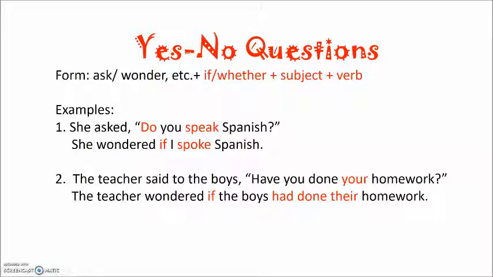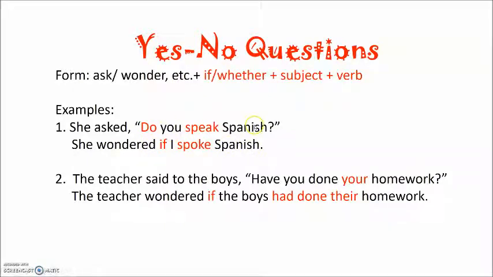Let's begin with yes or no questions. The form for them is to begin with ask or wonder or any other reporting verbs, and use if or whether plus the subject plus the verb. Let's check out the example. She asked, "Do you speak Spanish?" Usually we give you this part on the test when you're going to rewrite sentences starting as indicated. So, she wondered if I spoke Spanish.